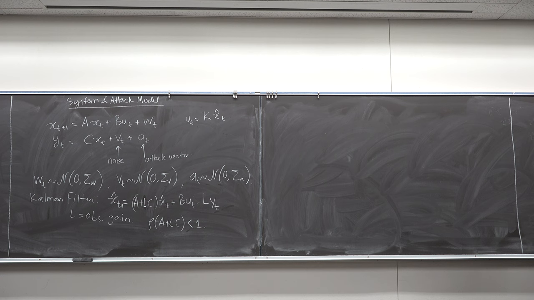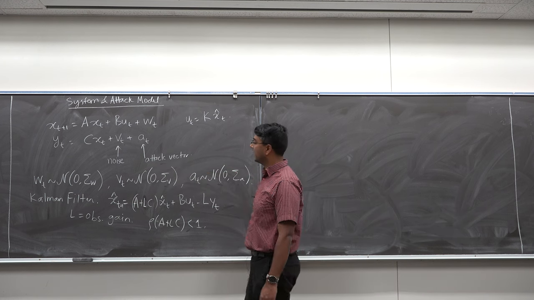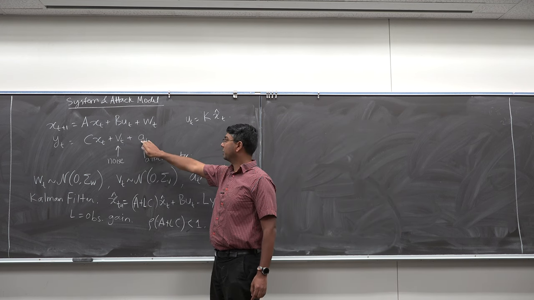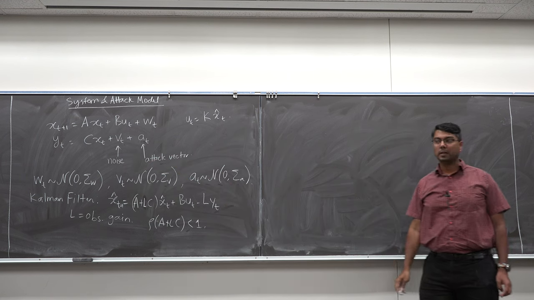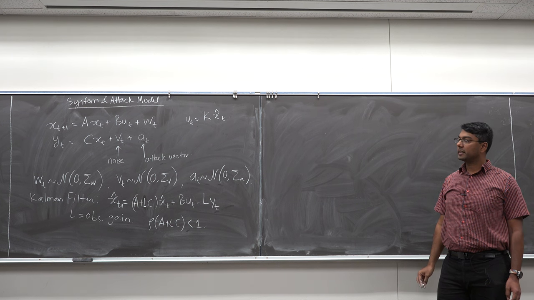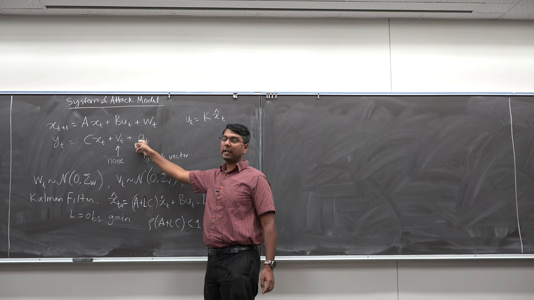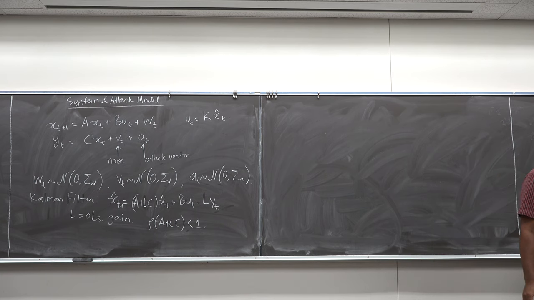Now the goal for us is to figure out, so sometimes the attacker is not present and sometimes the attacker is present. So sometimes this A_t is equal to zero because there is no attacker. And at other points of time, an attacker comes in and you have a non-zero A_t getting added to the system. The goal is to figure out whether there is an attacker in the system or not, that is, if this A_t is equal to zero or non-zero. So let's try to come up with an algorithm for testing whether an attacker is present or not.